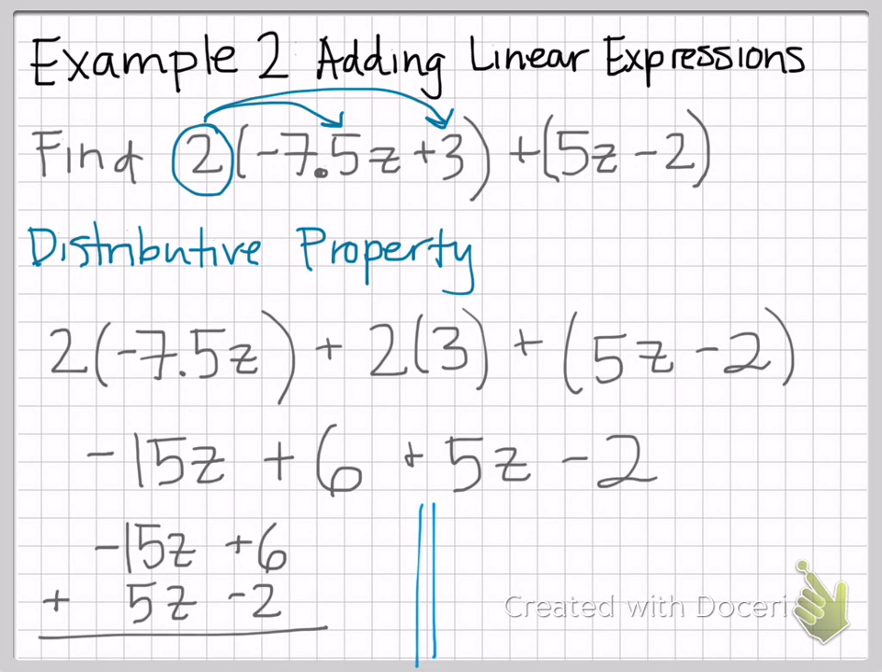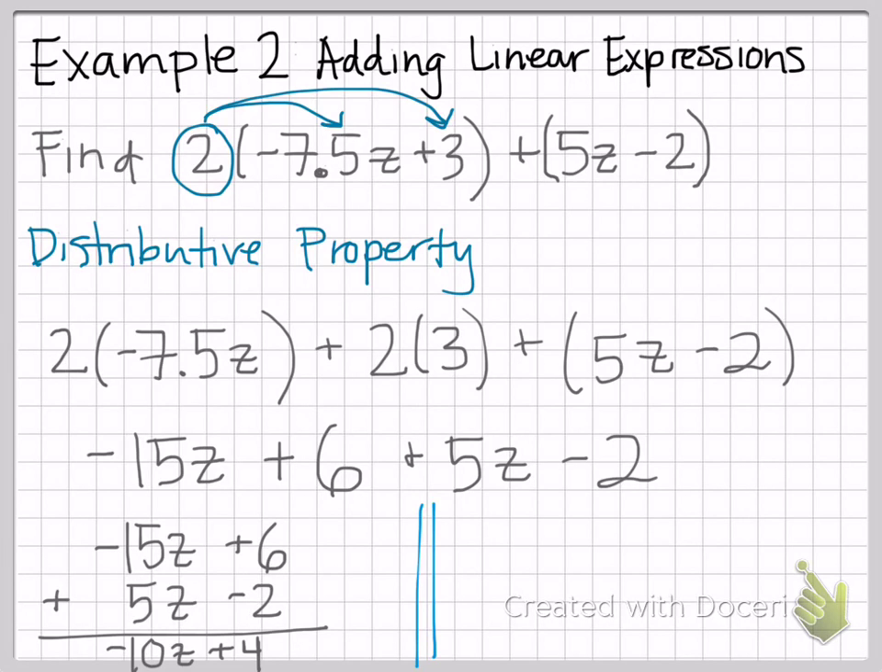Okay, so that would be negative 15z plus a 5z. That would be negative 10z. And a 6 and a negative 2 would be a positive 4. Okay, does that make sense? Now let's go ahead and try the horizontal method.